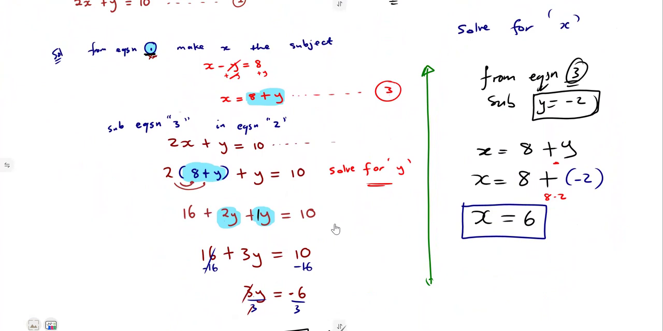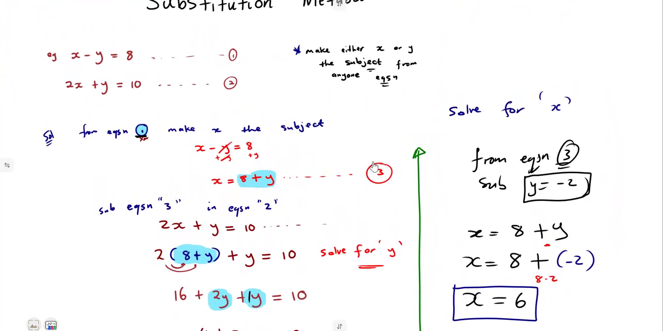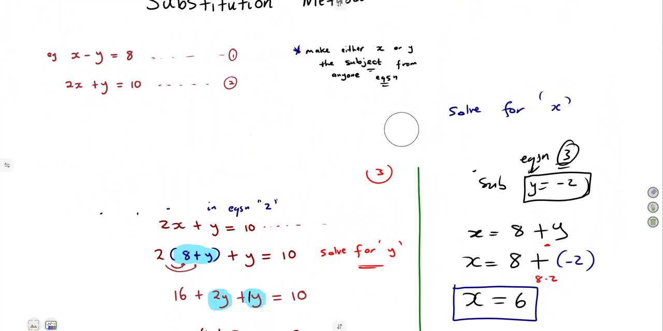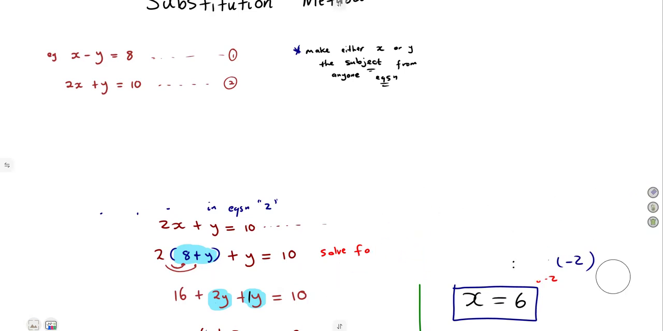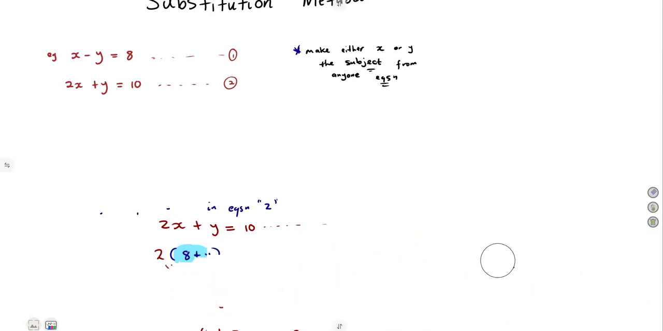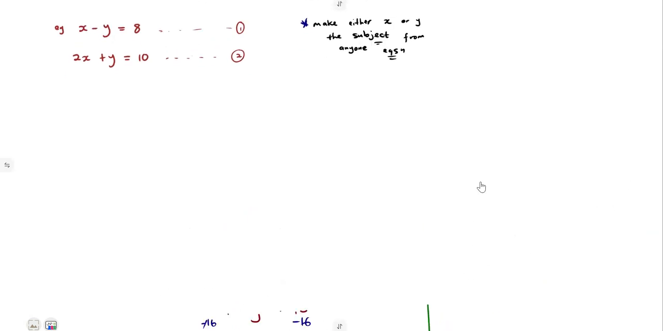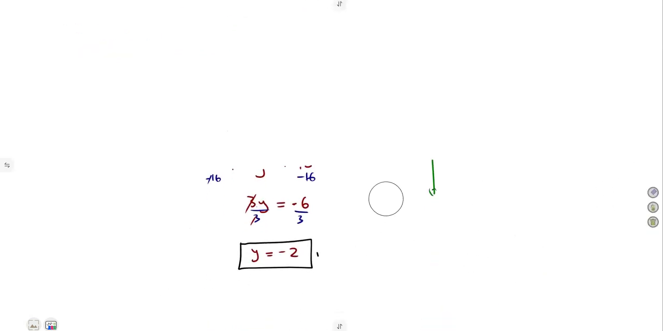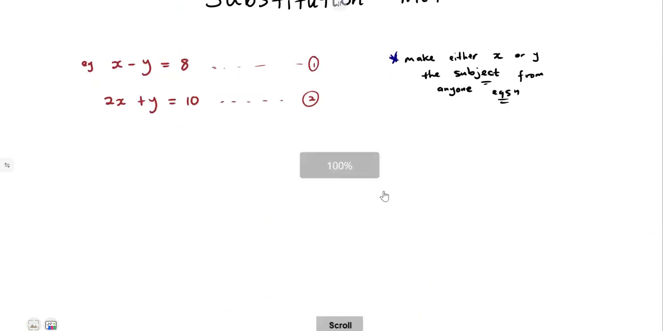All right, so this is the first method of substitution that you can use, making x or y the subject. Then you substitute into another equation. There is another way which can be easier if you understand it. It can be much easier.